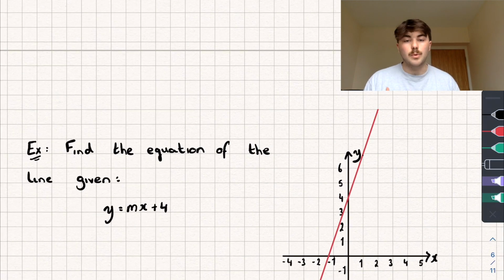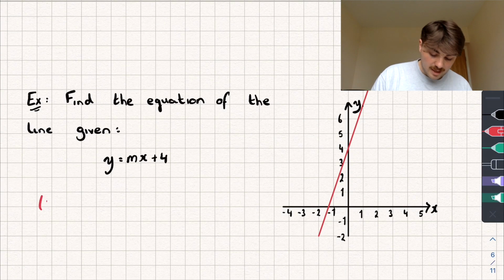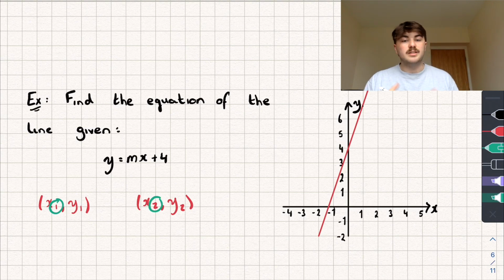So there's another way we can do it, and it's using a formula for the gradient. And I'll show you what it is first. I'll show it algebraically, and then I'll use it in this question, and hopefully it will make sense. So say we have 2 points that lie on the line, say a point x1, y1, and another coordinate x2, y2. Now these little numbers, we call these subscripts, they're just showing that this x1 is a different number to the x2, right? Hopefully that makes sense. So we've got these 2 points that lie on the line. x1, y1 is one coordinate, x2, y2 is the other.